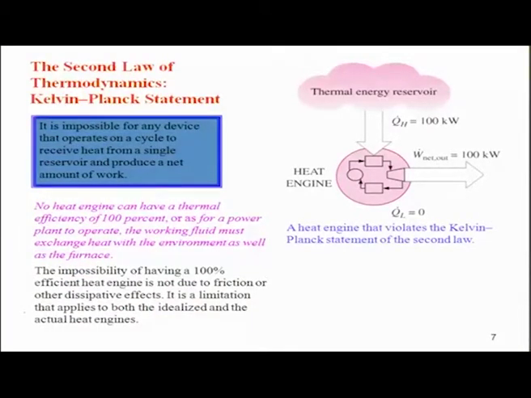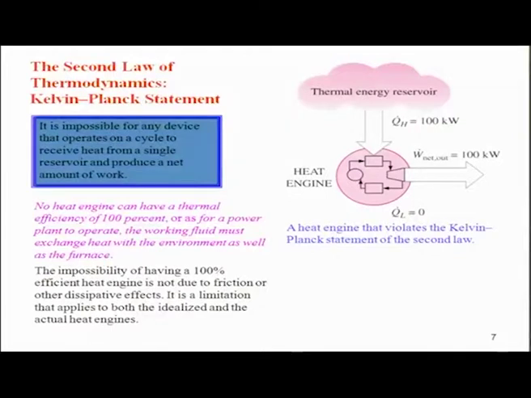So, for heat engines we make use of the Kelvin-Planck statement, which says that it is impossible for any device that operates on a cycle to receive heat from a single reservoir and produce a net amount of work. This is equivalent to saying that QL would be 0, which would violate the Kelvin-Planck statement of the second law. So, in other words, eta can never be 1, okay.